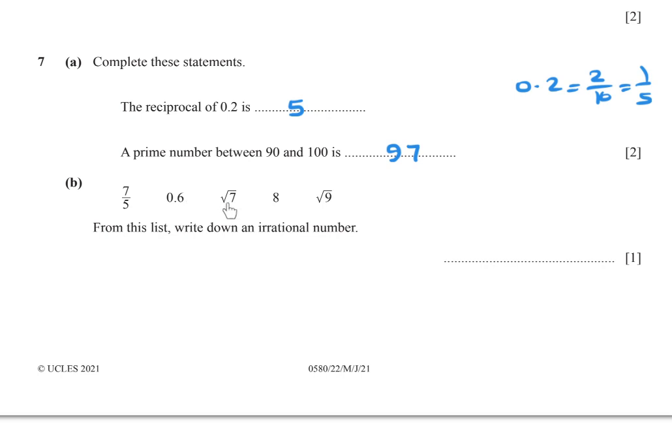7/5, 0.6, √7, 8, √9. Find from this list and write down an irrational number. Irrational number: the number we cannot write as a fraction. So this number is rational, the number 8 is rational, √9 equals 3 which is rational, but this one, we cannot find the square root for 7, so this is the irrational number.